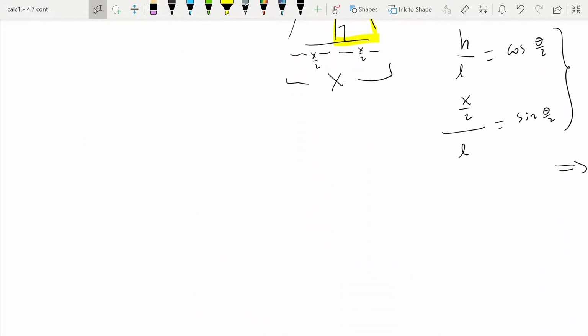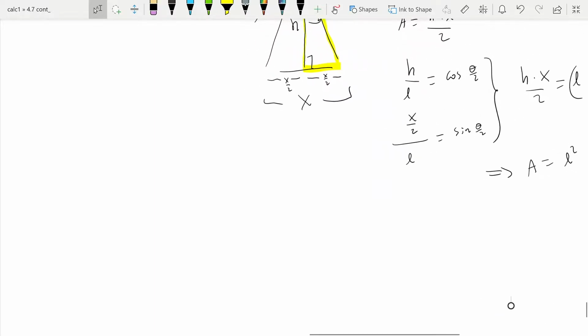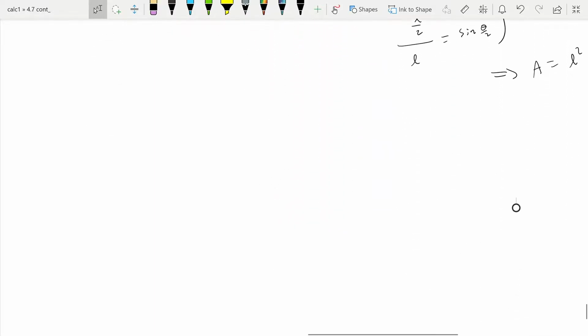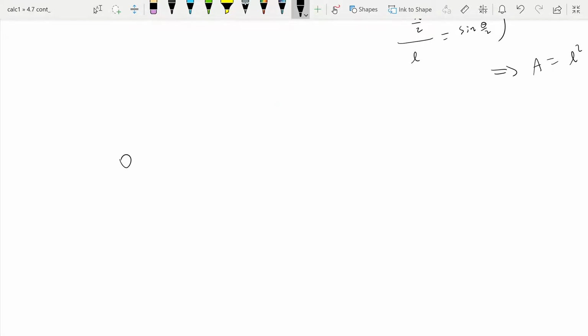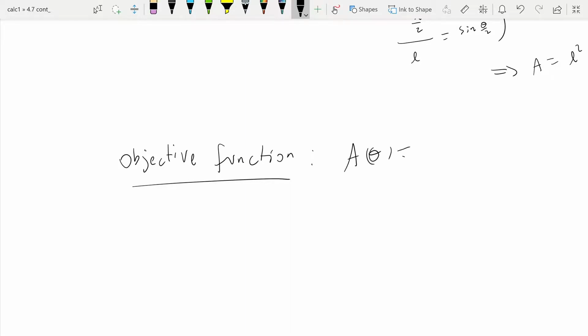Okay, so after this discussion, we go back to the solution. And here we already have the objective function. So remember, the only point I was trying to make now is that in problems involving triangles, angles may be more natural choices for the variables. So the objective function is A of theta equals L squared over 2 times sine theta.